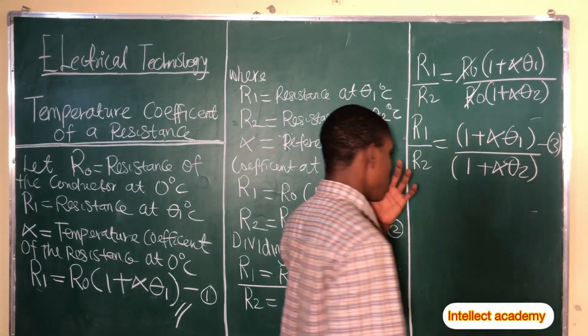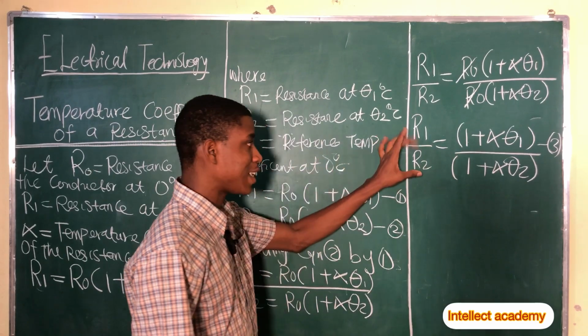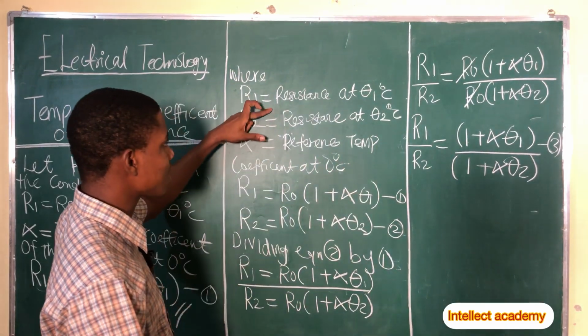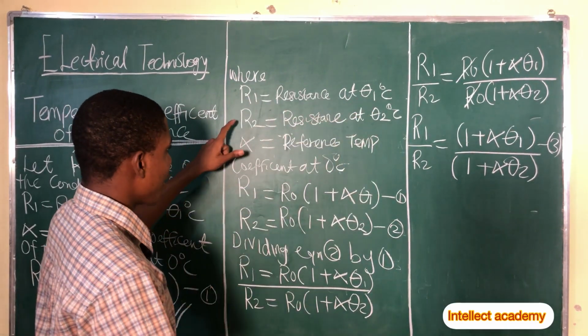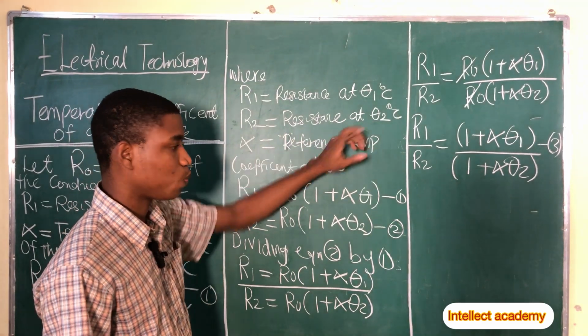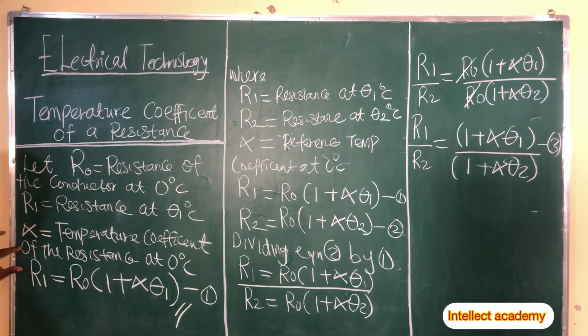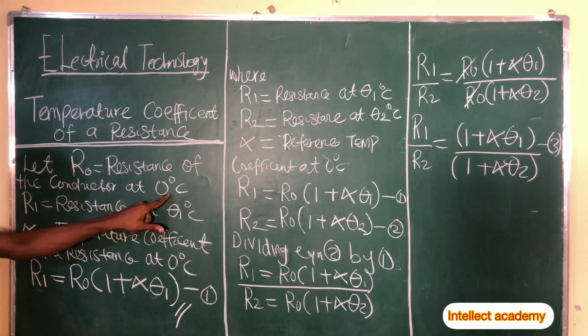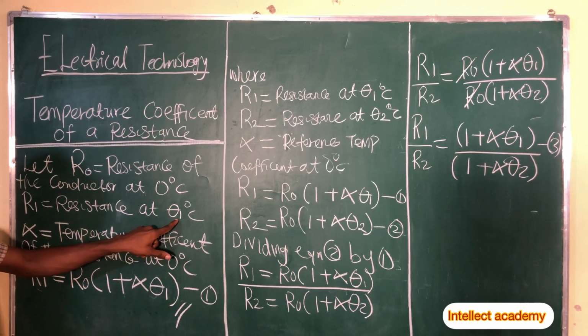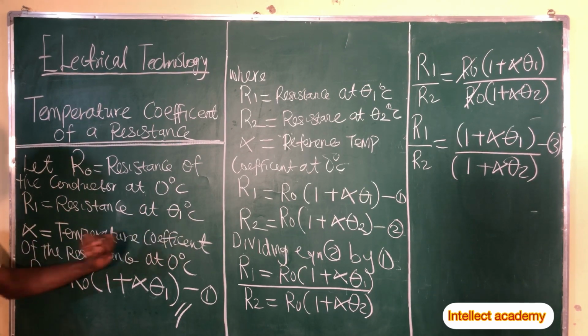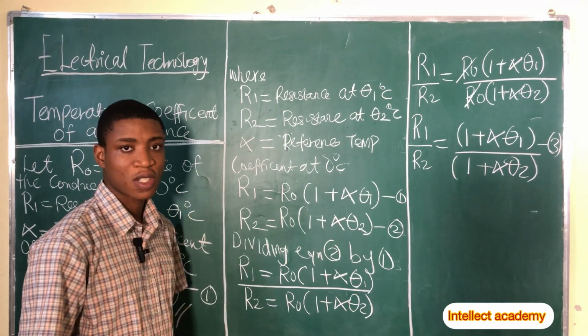So you can see that this is the expression for the relationship between the resistance at theta 1 and the resistance at theta 2, while equation 1 is the expression for the relationship between the resistance at 0 degrees Celsius and the resistance at theta 1 degrees Celsius. Okay, now let's get down to the sample problems.